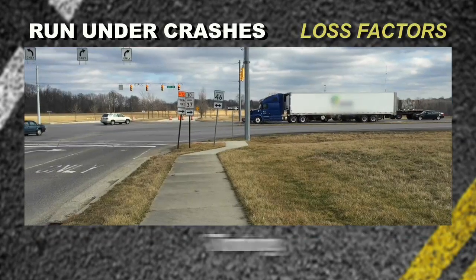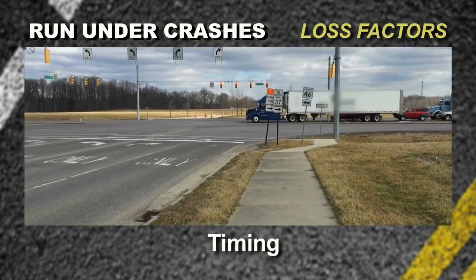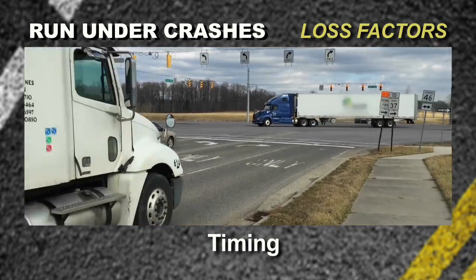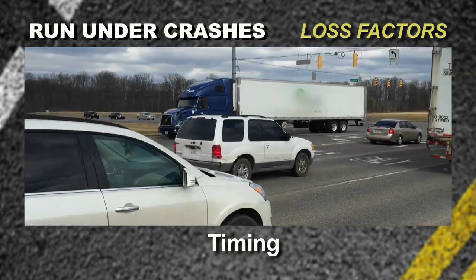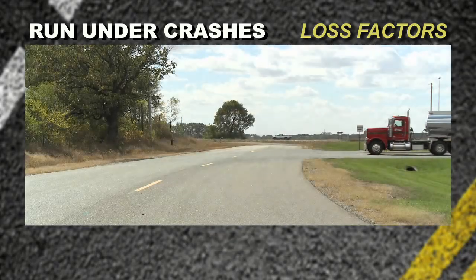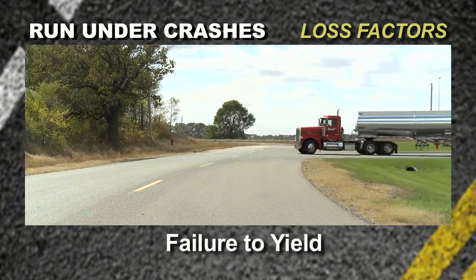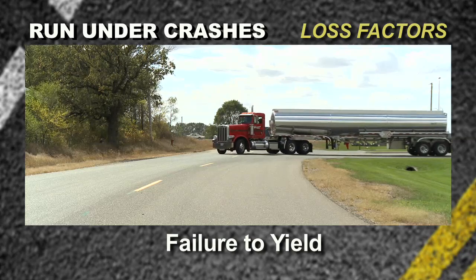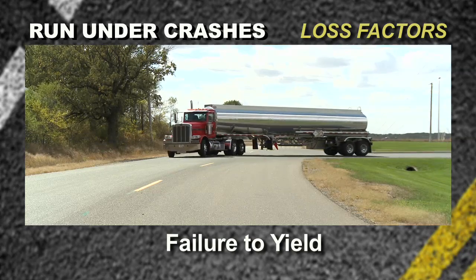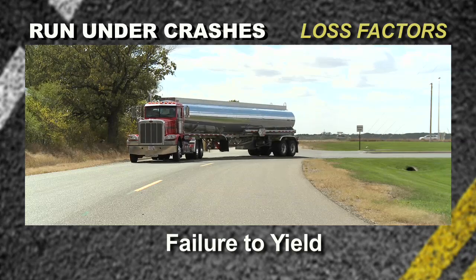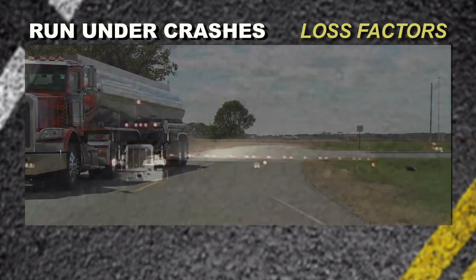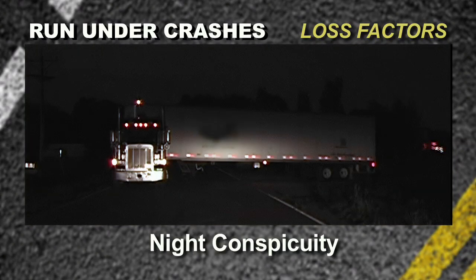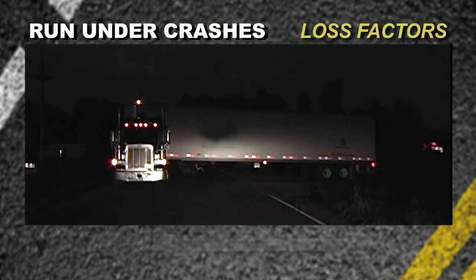The first loss factor is timing. Timing refers to how long it takes for a tractor-trailer to successfully cross a road or navigate an intersection. The longer it takes, the more exposed the vehicle is to oncoming traffic. The next loss factor is failure to yield. This is when a truck driver pulls out into the path of oncoming vehicles and blocks travel lanes expecting oncoming traffic to slow down or stop while the truck waits to complete its maneuver. Night conspicuity is another loss factor. This refers to how visible the tractor and trailer are at night to other drivers.